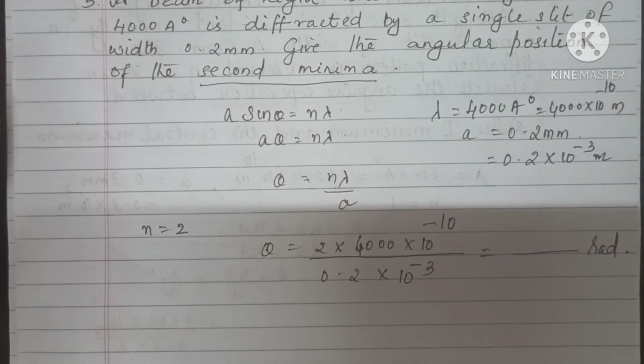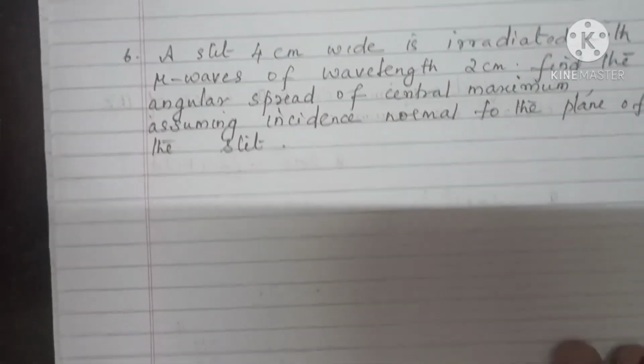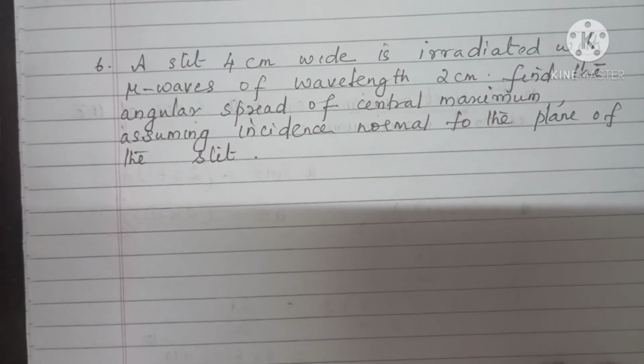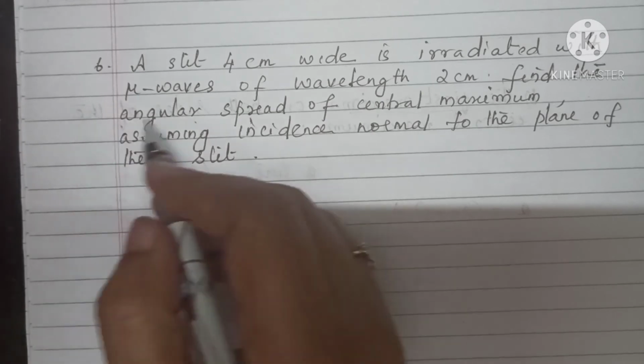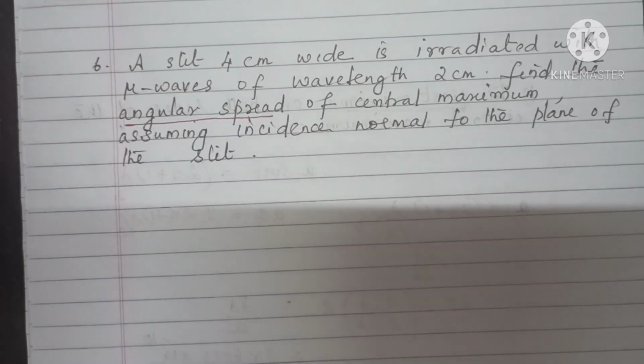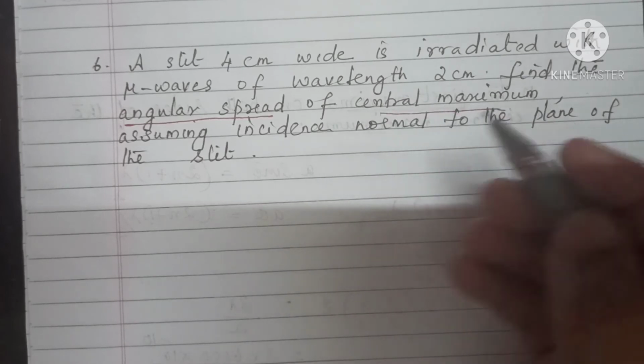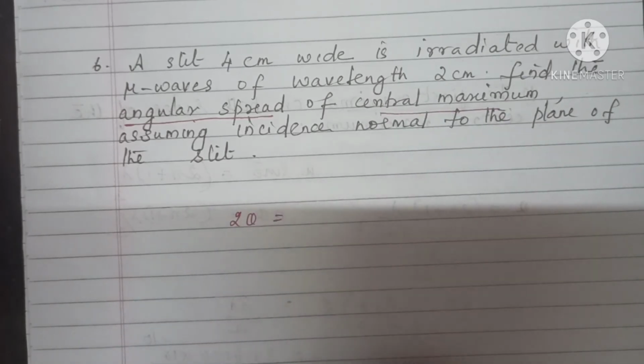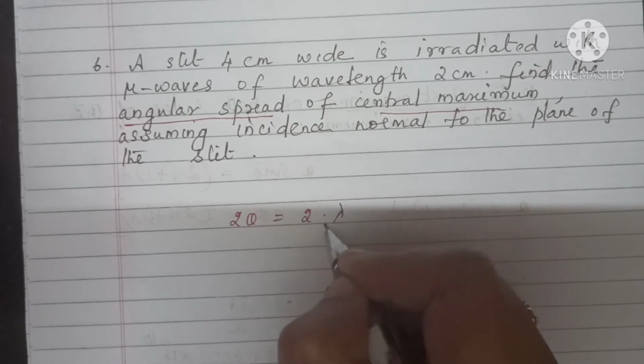Okay, so our next question. A slit 4 cm wide is irradiated with microwaves of wavelength 2 cm. Find the angular spread of the central maximum assuming incidence normal to the plane of the slit. So here the word is angular spread. Don't get worried, because the angular spread is equal to 2 theta. That is the angular spread of the central maximum. So 2 theta you have to calculate.